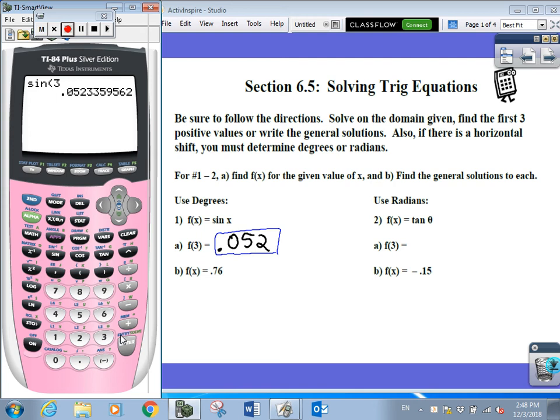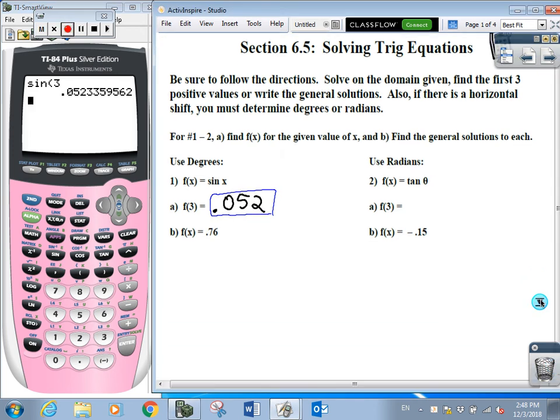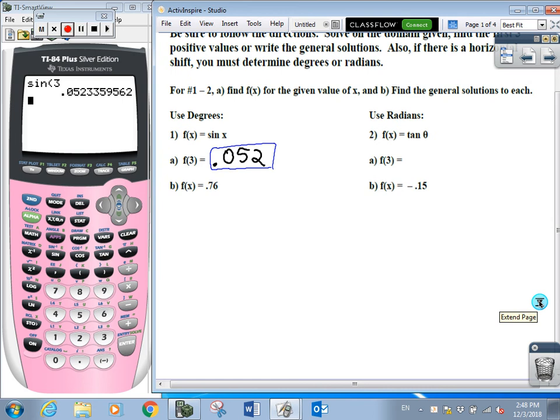All right, now this other question tells me it's not going to be the same. It's a different question. It gives me answers in a different way, so I have to work it differently. F of x equals 0.76. So it's telling me the function. I want to know when the function sine of x equals 0.76.